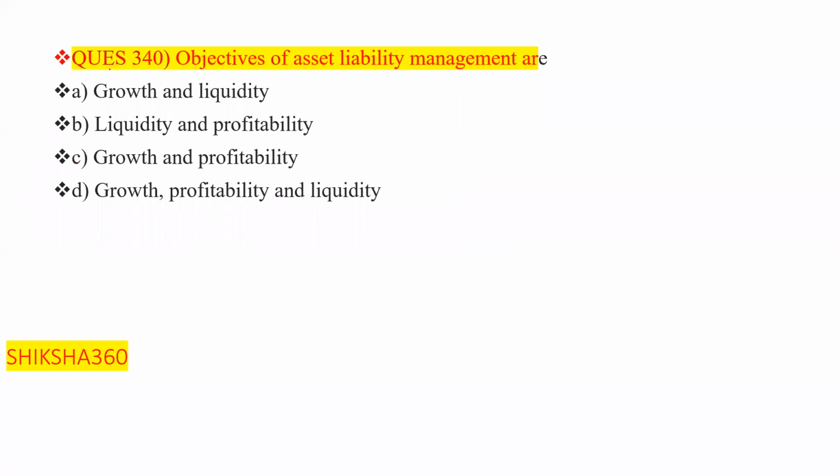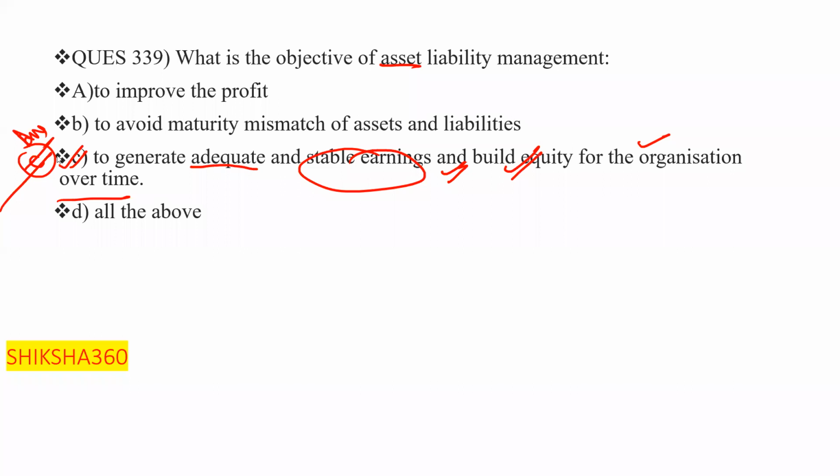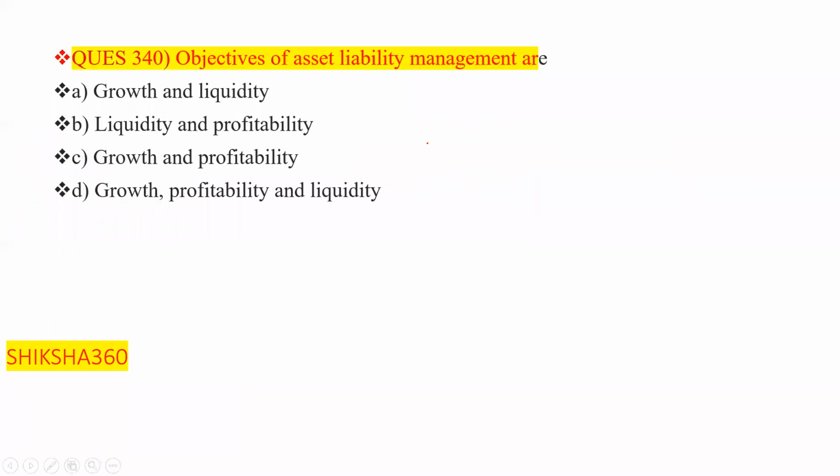Now move to the last question of our today's session. What are the objectives of asset liability management? Same type of question but different options. Growth and liquidity. Second, liquidity and profitability. Third, growth and profitability. Fourth option is growth, profitability and liquidity. So what is the correct answer?